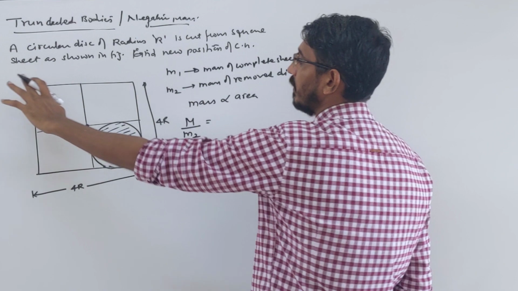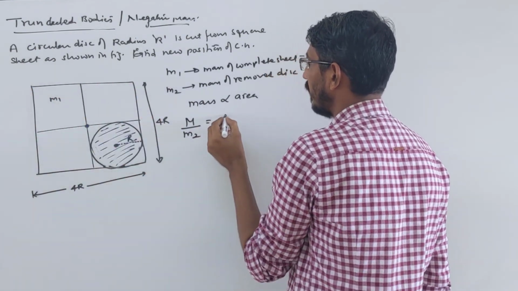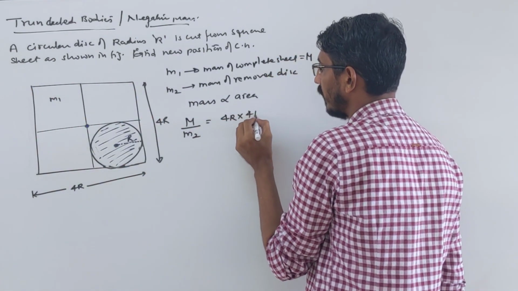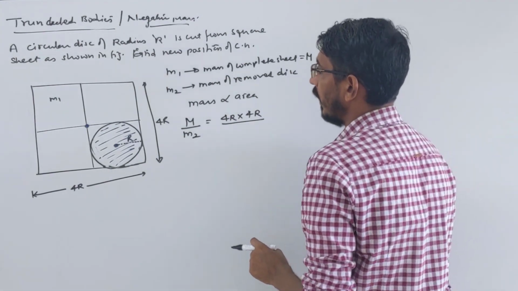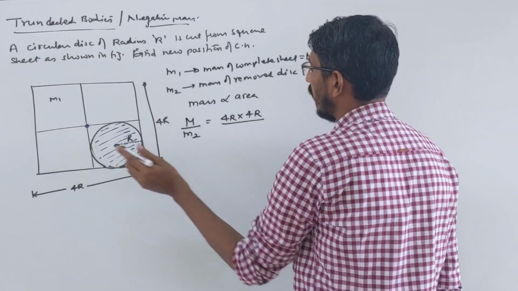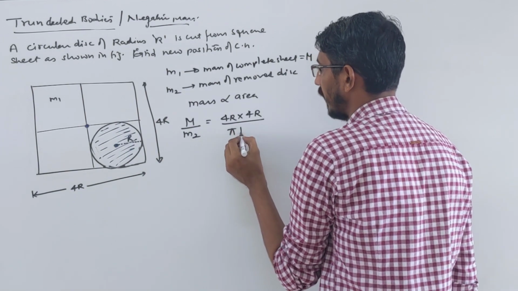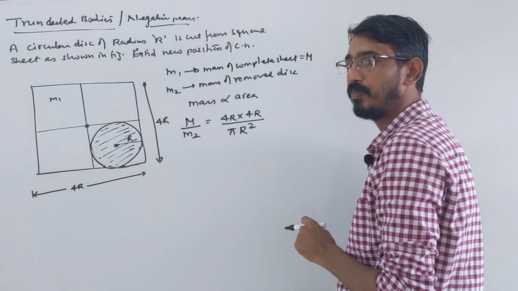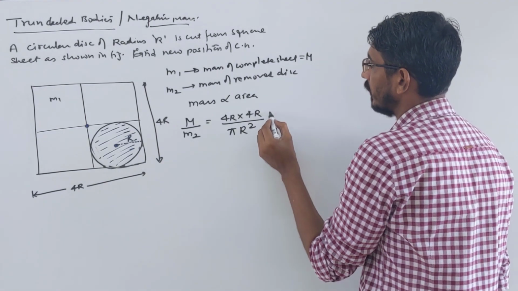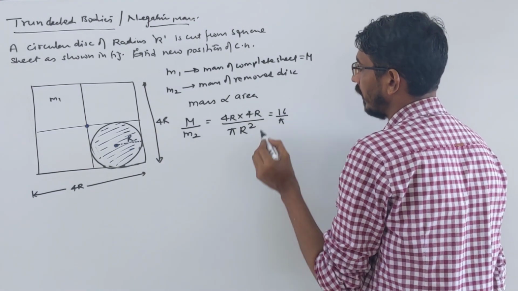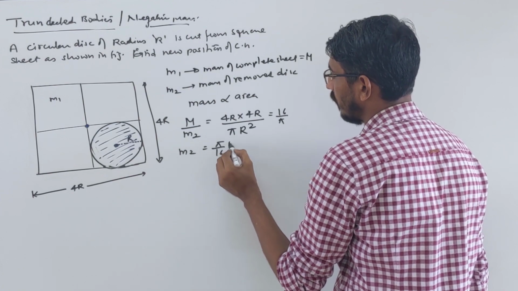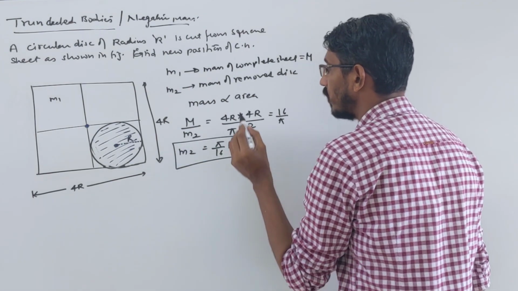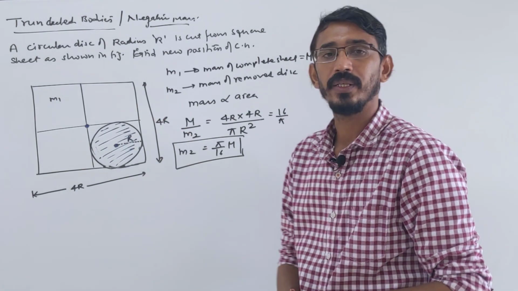Area of the complete square sheet, what is the area? 4R into 4R, right? A square simply. And area of the removed part, the area of the circle is pi r square. This becomes, M2 is nothing but pi by 16 of M. This is the mass of the removed part, first thing.